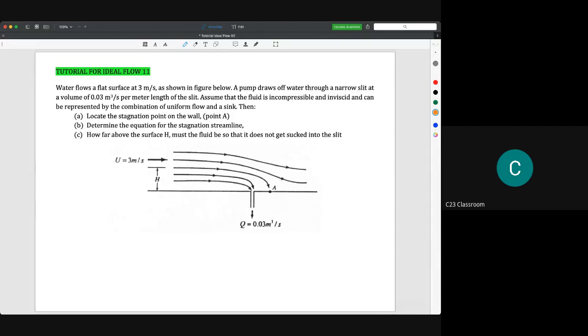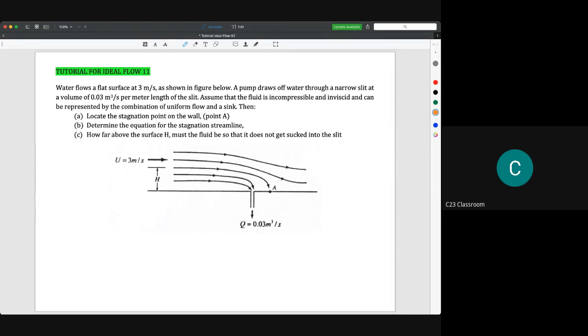Okay, next. So this is tutorial for ideal flow 11. Water flows at a flat surface at 3 meter per second as shown in the figure below. A pump draws off water through a narrow slit at a volume of 0.03 meter cube per second per meter length of the slit. Assume that the fluid is incompressible and inviscid and can be represented by the combination of uniform flow and sink. Then locate the stagnation point on the wall, point A. Determine the equation for the stagnation streamline. How far above the surface H must the fluid be so that it does not get sucked into the slit?